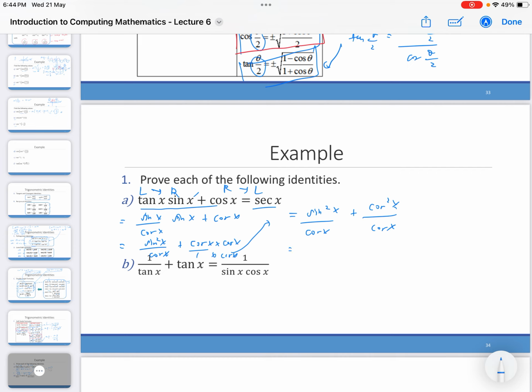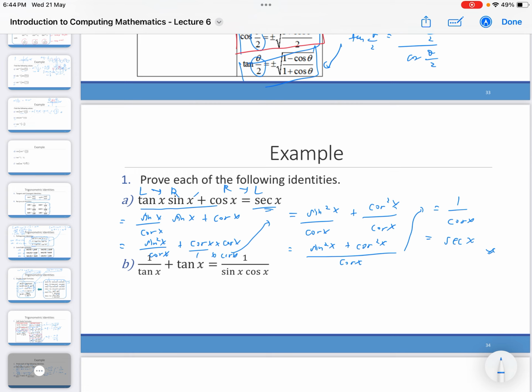Since the denominator is the same, we can combine, so it equals sine squared x plus cos squared x over cos x. And then we know from the Pythagorean identity, sine squared x plus cos squared x equals 1. So this one equals 1 over cos x. And from the reciprocal identity, 1 over cos x equals secant x. So we prove it: from the left, we get the expression on the right.